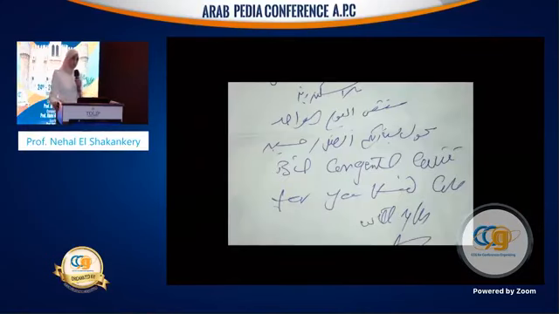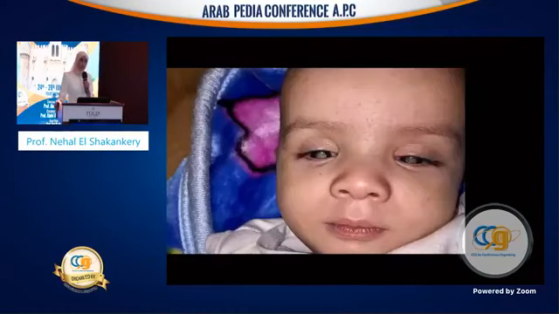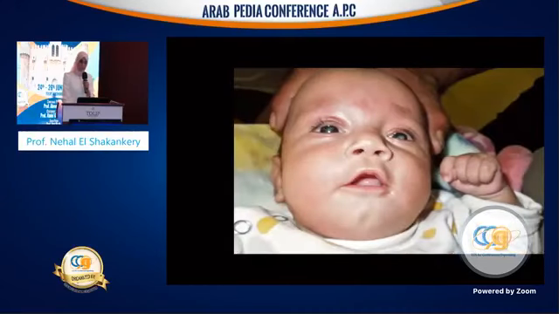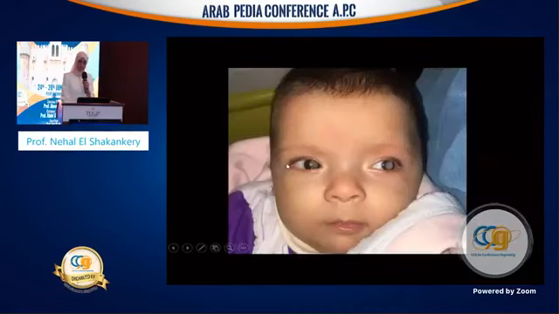And we commonly see referrals. Here it is referred as bilateral congenital cataract from a pediatrician. Yes, it looks like congenital cataract, but actually, again, the baby is producing an eye-poking sign. It means that he is totally blind, and this is not congenital cataract. Another baby referred as congenital cataract, a third baby congenital cataract, and all these are retinopathy of prematurity.